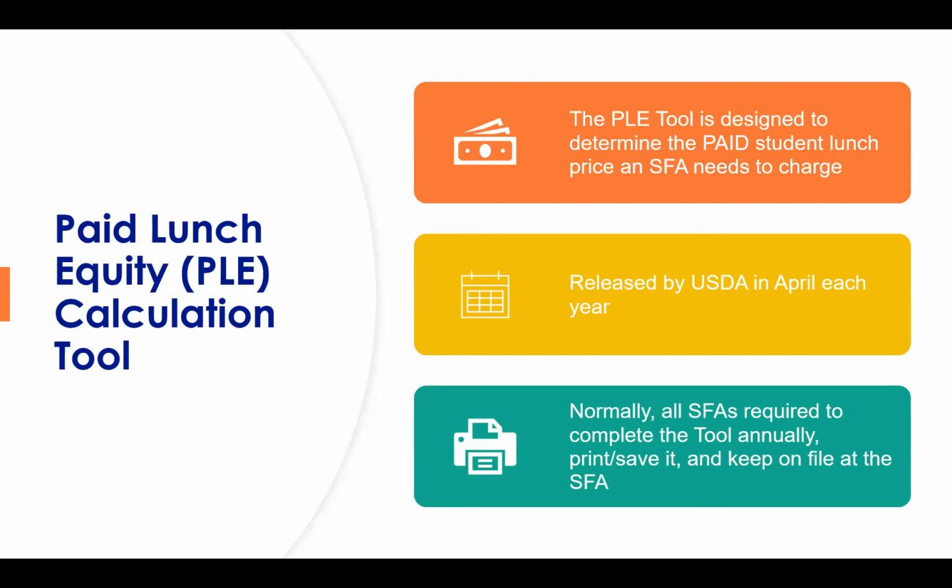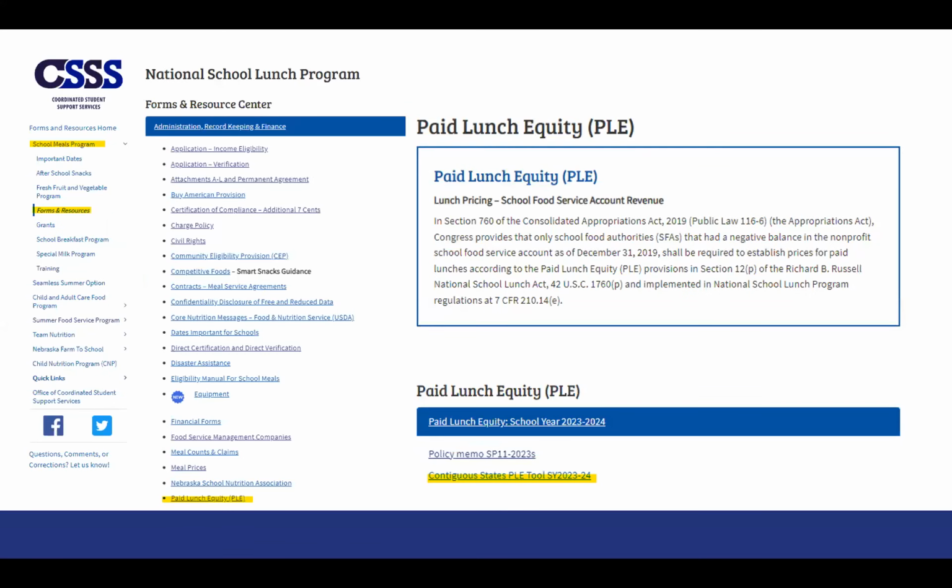You can find the paid lunch equity tool by going to our website, going to the school meals program, forms and resources, and then clicking on paid lunch equity tool PLE. You'll see there's a whole page for PLE, and down under PLE, you can click on the contiguous states PLE tools 2324 to access the Excel file. Next slide.